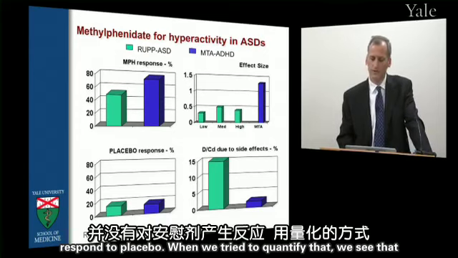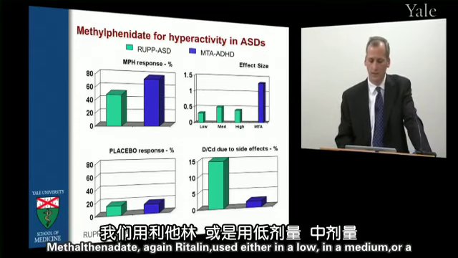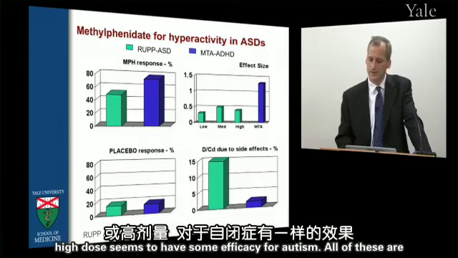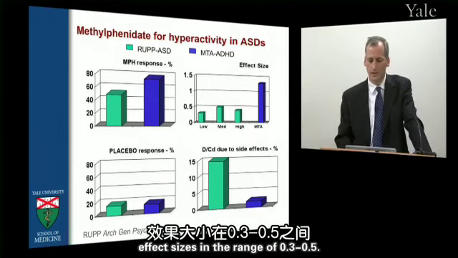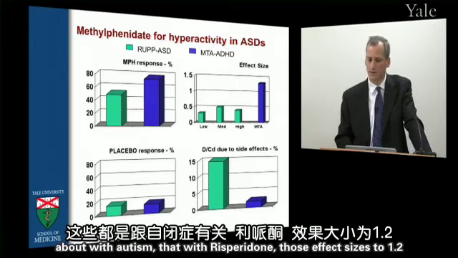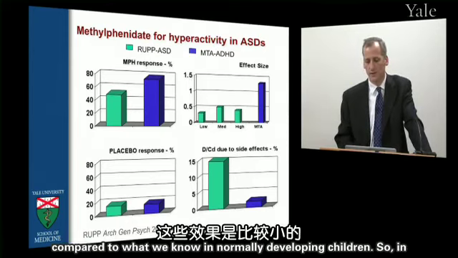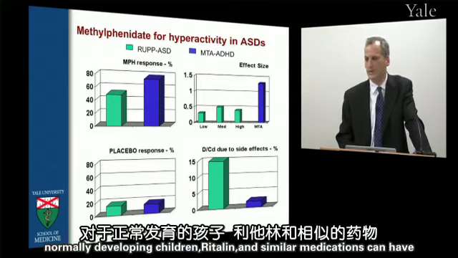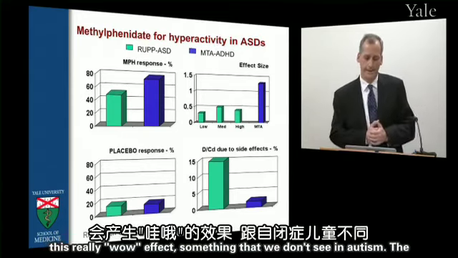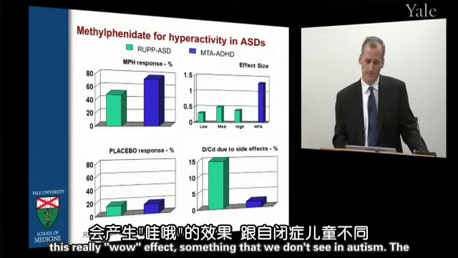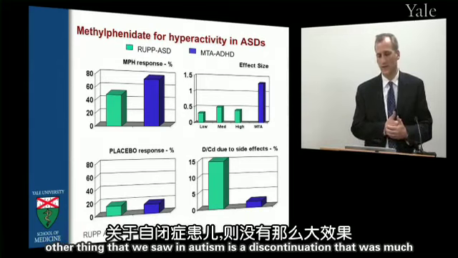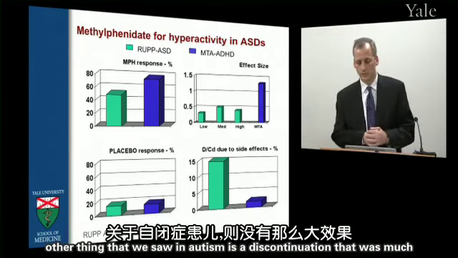When we try to quantify that, we see that methylphenidate, again Ritalin, used in a low, a medium, or a high dose, seems to have some efficacy for autism. All of these are effect sizes in the range of 0.3 to 0.5. Compare that to what we had talked about with risperidone in autism, those effect sizes of 1.2 that were very dramatic. So these are small effect sizes compared to what we know in normally developing children. In normally developing children, Ritalin and similar medications can have a really wow effect, something that we don't see in autism. The other thing that we saw in autism is that discontinuation was much more dramatic.